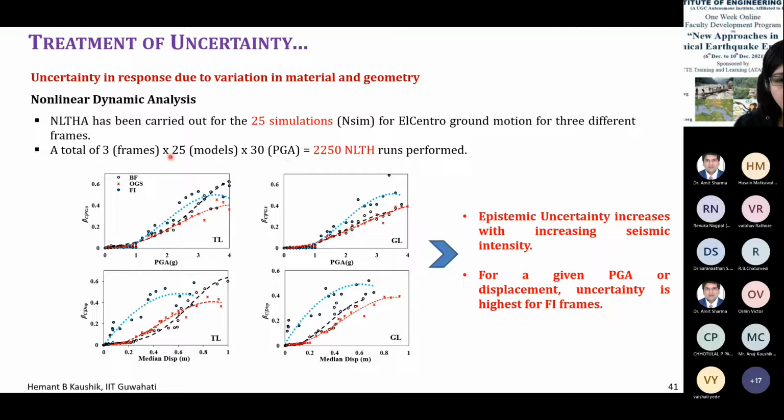Now for these 25 models, we varied the 11 parameters systematically using this Latin hypercube sampling. And finally, 2,250 nonlinear time history analyses were carried out. This is how we obtained this beta C, the uncertainty in the capacity. You can see it depends on PGA. When we increase the PGA, uncertainty increases. There is more variation in the uncertainty.